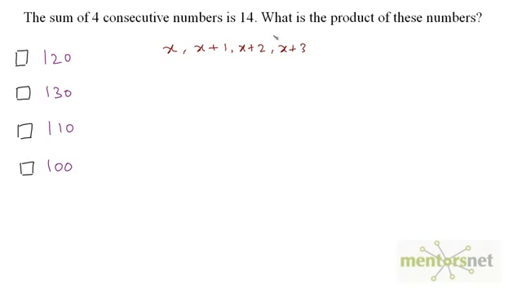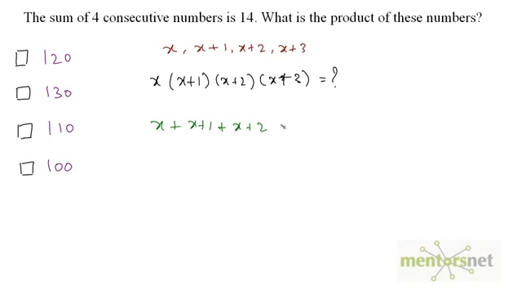So what has been asked is the product of these numbers. So x into (x plus 1) into (x plus 2) into (x plus 3) is asked. And what has been given is the sum of these numbers, which is 14. So x plus (x plus 1) plus (x plus 2) plus (x plus 3) is equal to 14.